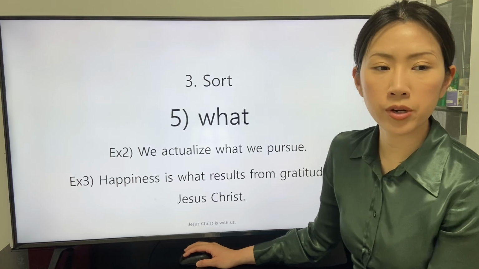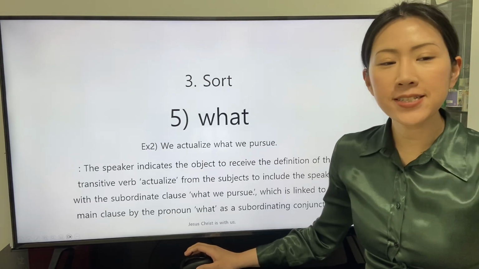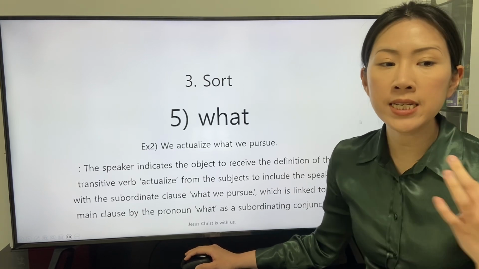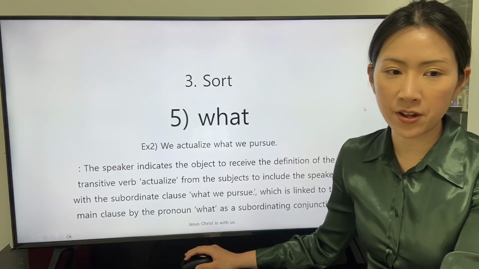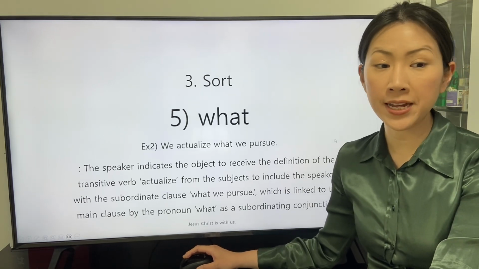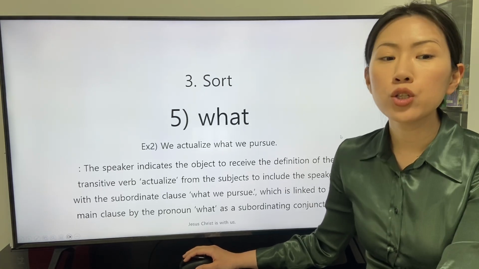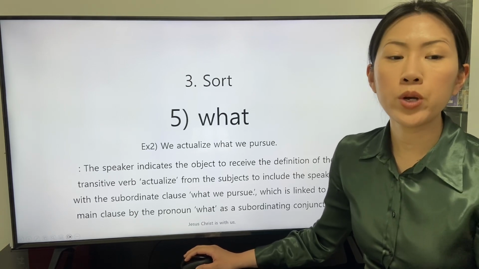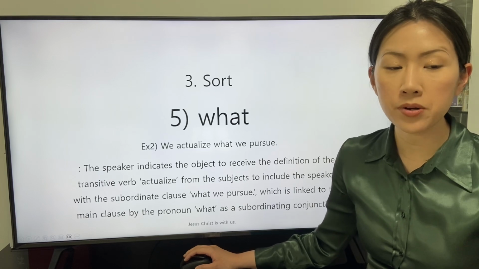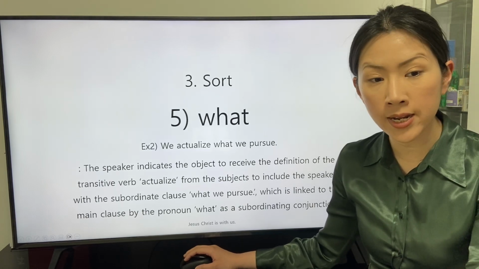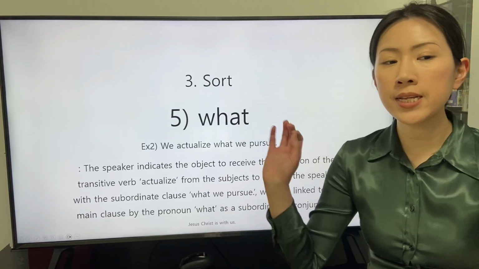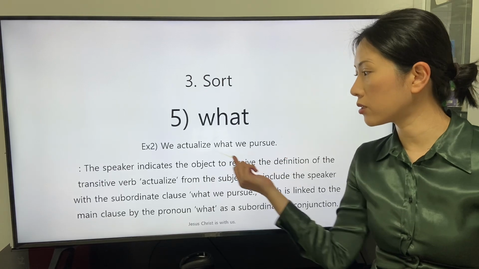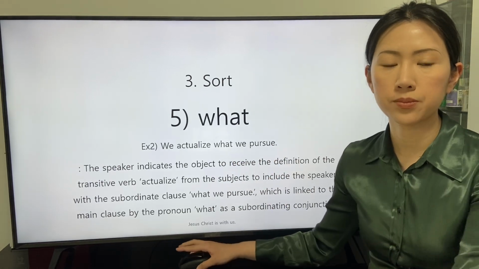There are two more sentences. The second sentence is this. We actualize what we pursue. The speaker indicates the object to receive the definition of the transitive verb actualize from the subject to include the speaker with the subordinate clause what we pursue, which is linked to the main clause by the pronoun what as a subordinating conjunction. The speaker indicates the object of the transitive verb actualize with the subordinate clause what we pursue.